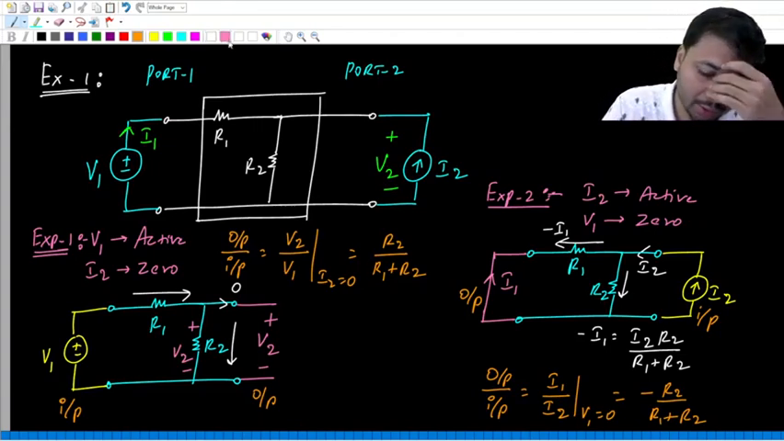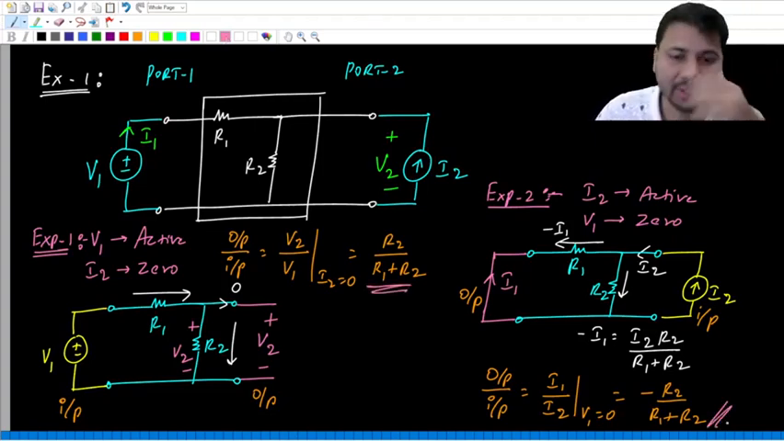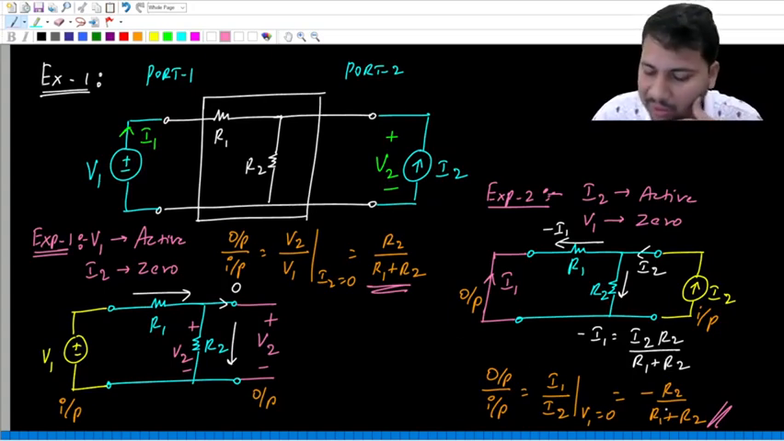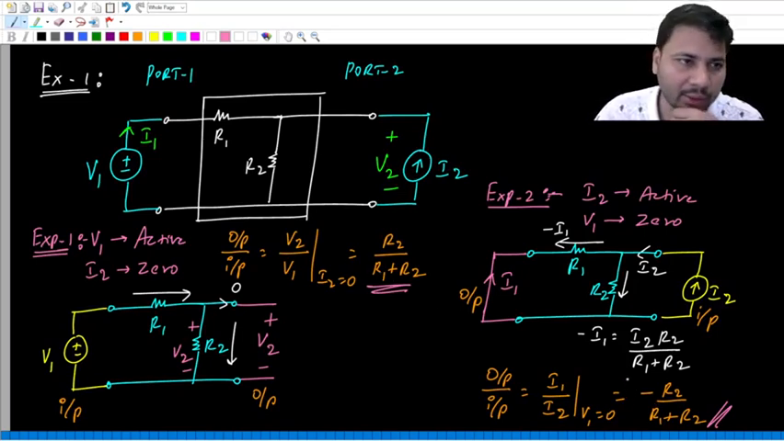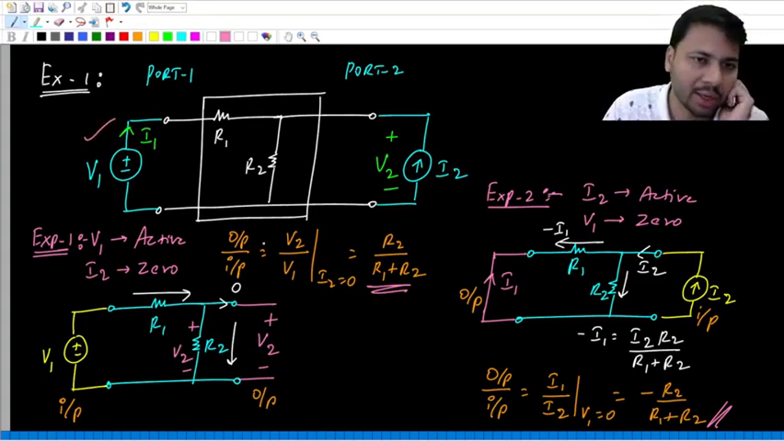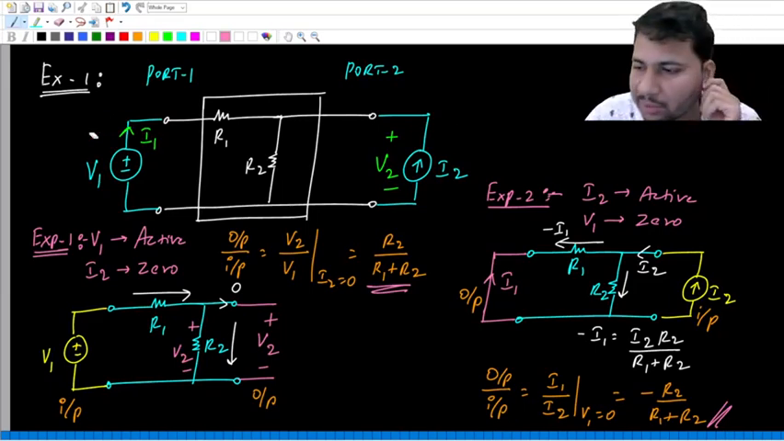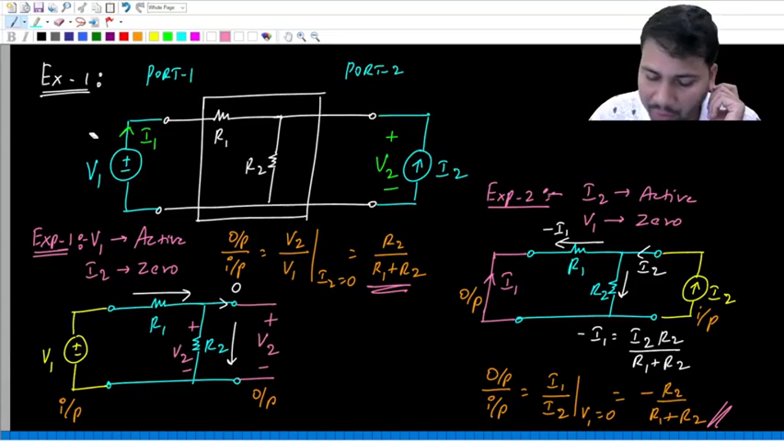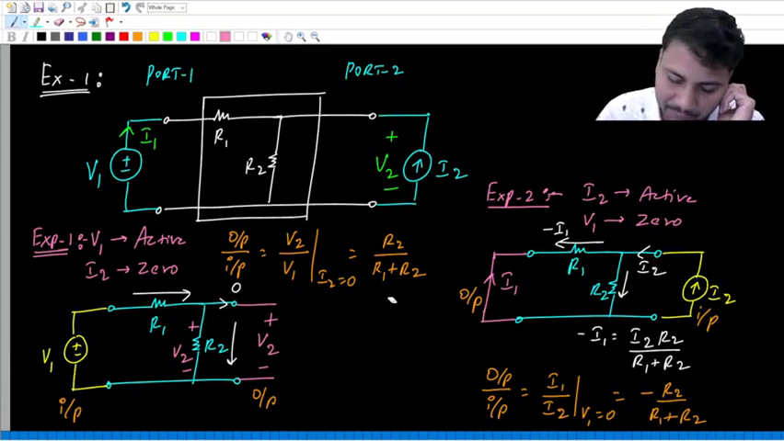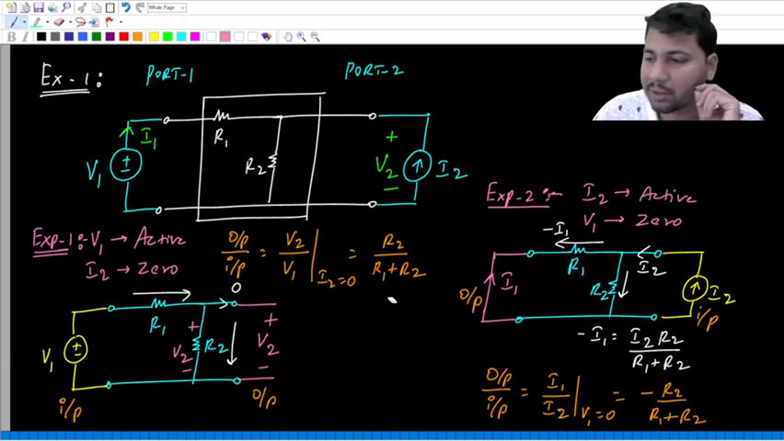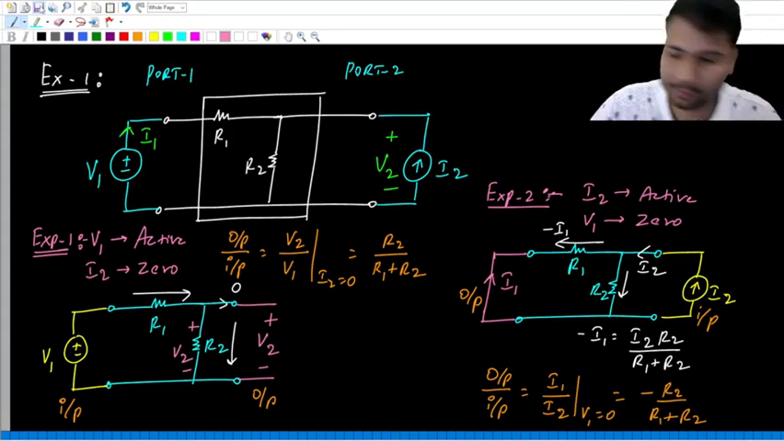So the ratio in the first experiment is this. The ratio in the second experiment is this. So what are these two ratios? Are they equal or negative of each other? Clearly these two ratios are negative of each other. It should be right because we have a voltage source on one side and a current source on the other side. Different types of sources at both the ports. The two ratios will be negative of each other. I hope you have understood how the reciprocity theorem has to be applied.